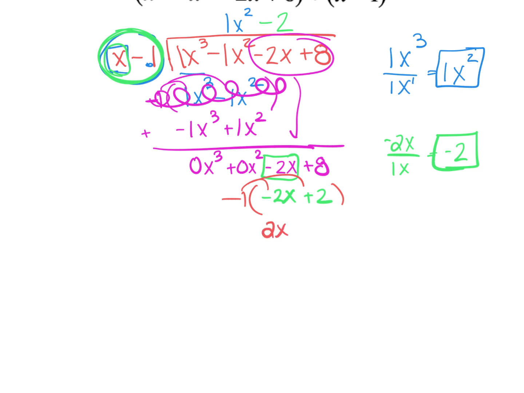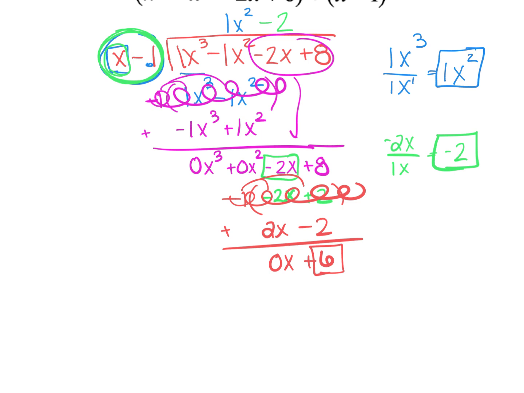Negative 1 times a positive 2 is a negative 2. And then if I do that, I can add straight down instead. So negative 2x plus 2x gives me 0x, so my x term is gone. 8 and negative 2 gives me a positive 6. So now I still have this positive 6 to worry about.